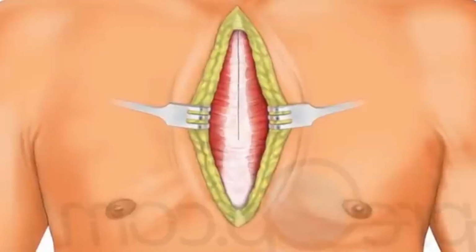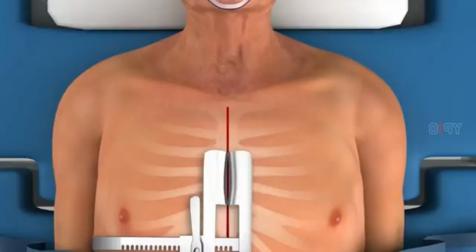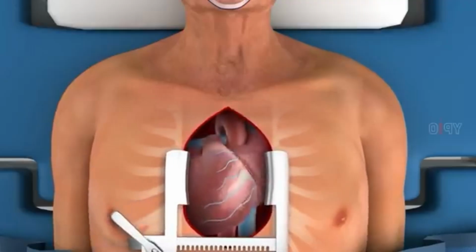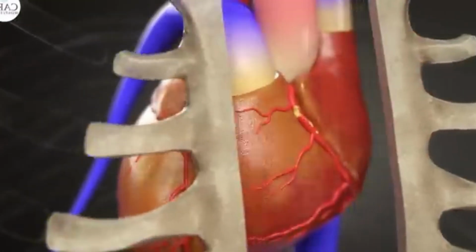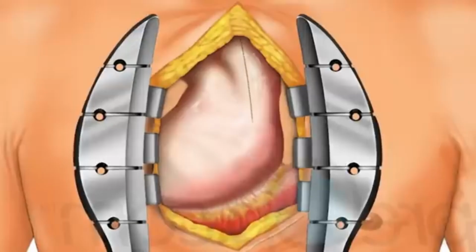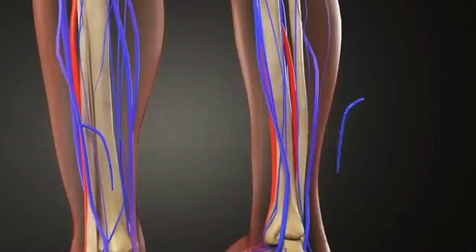Next, the surgeon opens the pericardium, the protective sac that surrounds the heart and the major blood vessels. This exposes the heart for the operation. Before creating the bypass, the surgeon harvests a healthy blood vessel, usually from the leg, the great saphenous vein, or sometimes from the arm, to use as a graft.